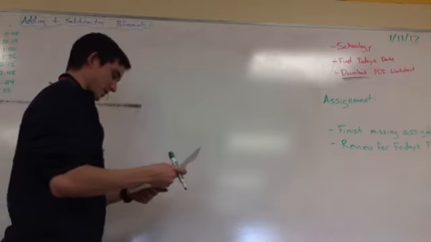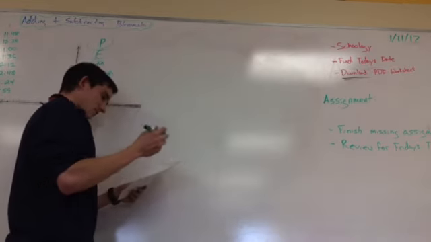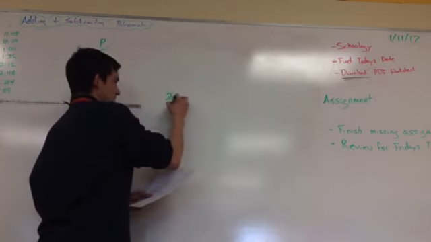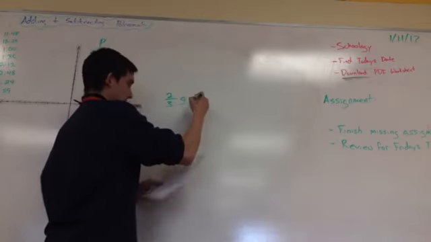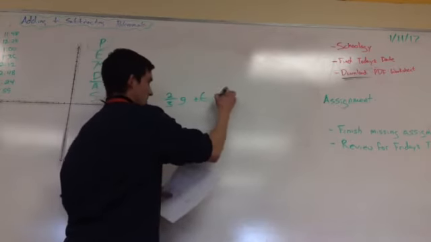So, let's do one more two-step equation. I'll do one with a fraction on it. We're going to do 2 over 3g plus 6 equals negative 12.